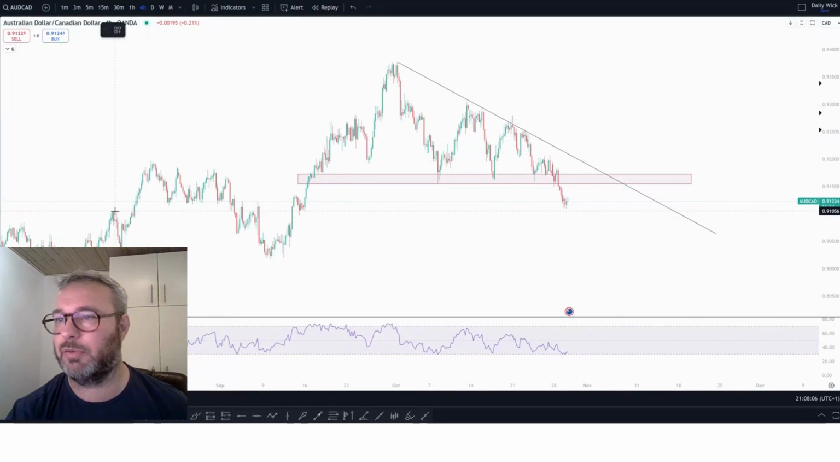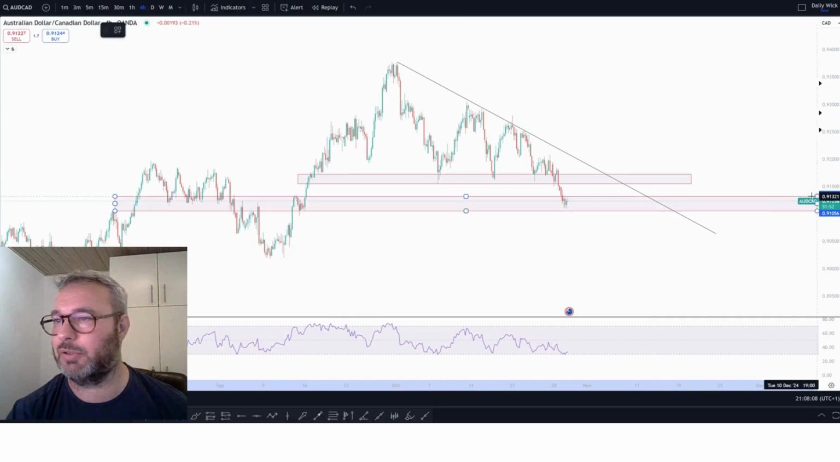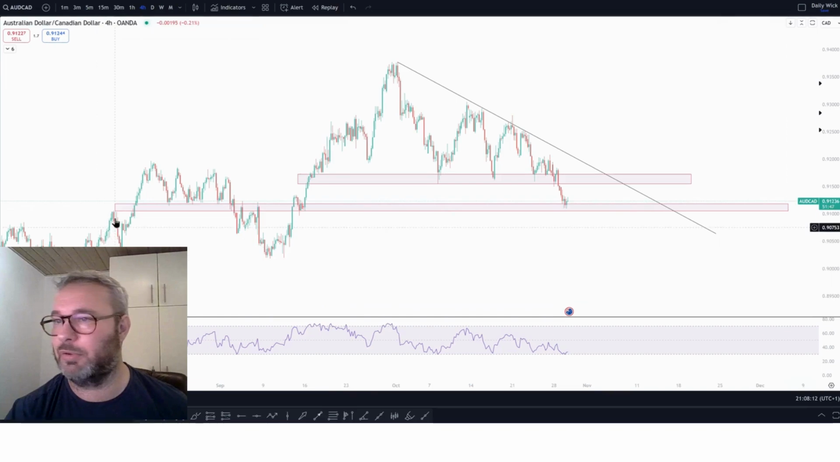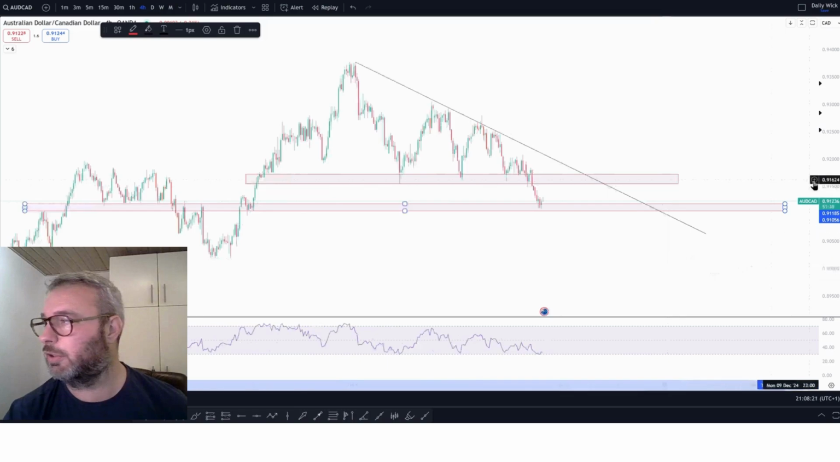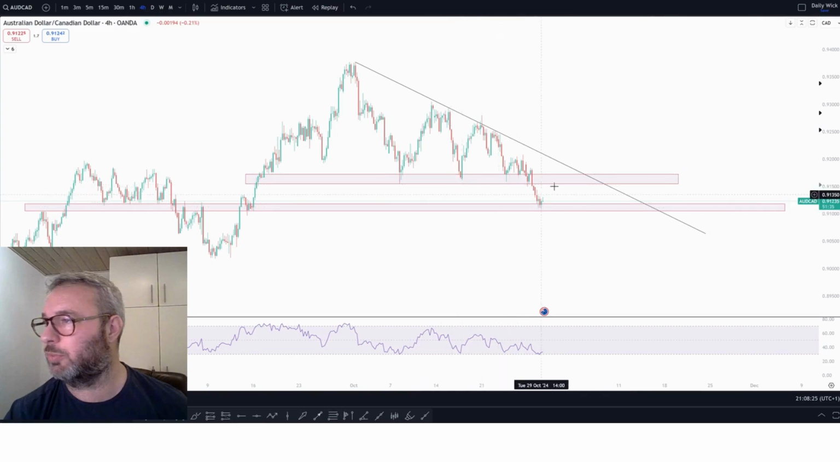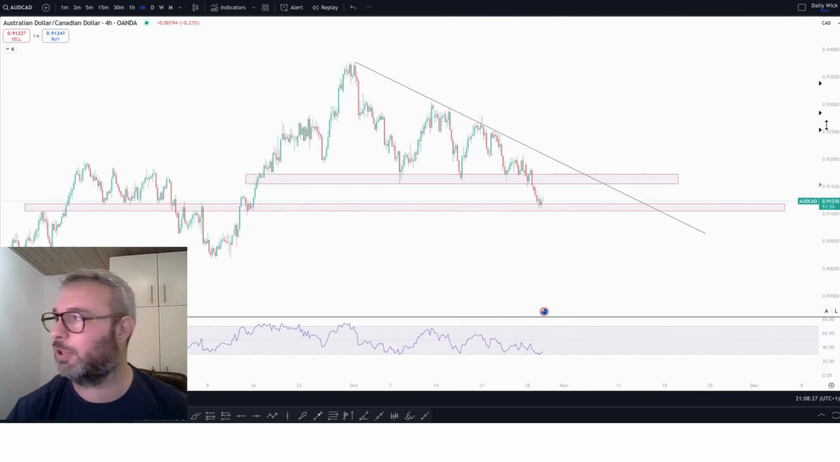So here we have another resistance area. Let's see. I do here, rejected here, rejection, rejection. And here I put an alert, so it could be when the price comes up for a good pullback. And I'll remove these alerts here.